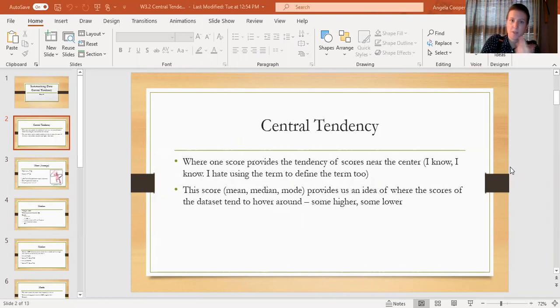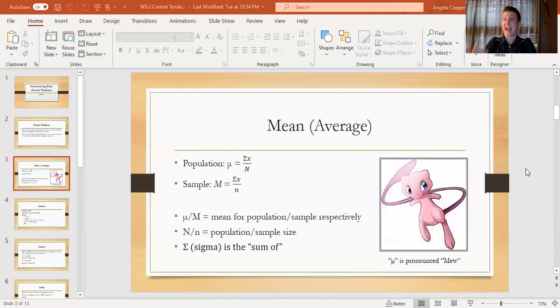There are three measures of central tendency, that is mean, median, and mode. Now these might sound familiar because I remember learning about these however old we were when we learned about mean, median, and mode. But this gives us an idea of where the data tends to centralize, congregate. So with that being said, we'll start with the mean or the average.